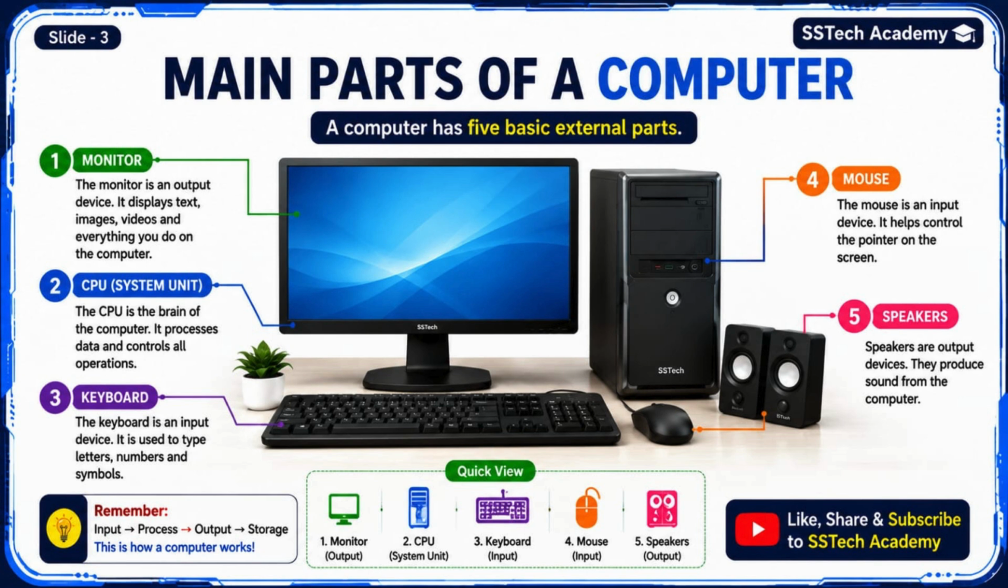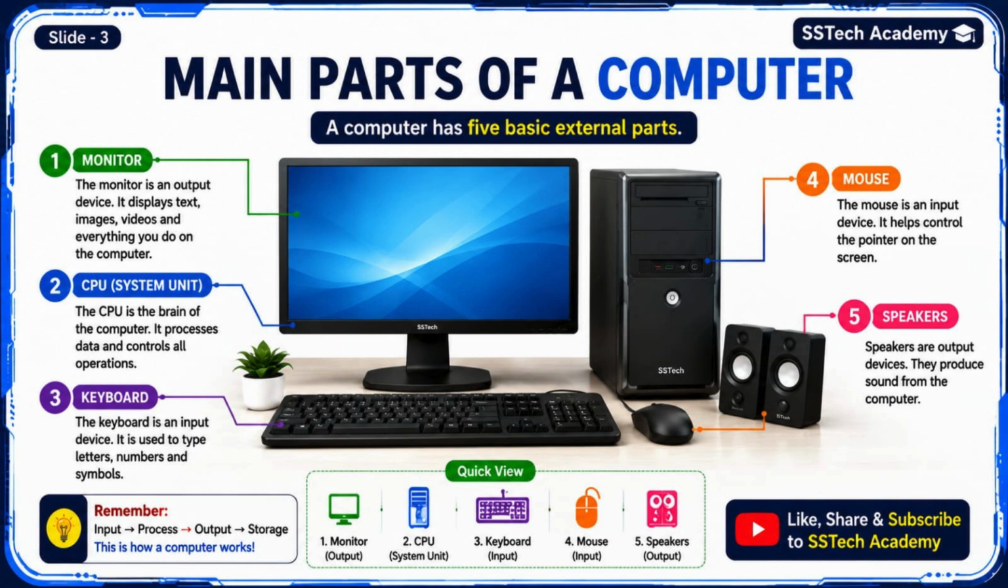Now let's look at the 5 basic external parts of a computer. First is the monitor. It is an output device that displays text, pictures, videos, and other information. Second is the CPU or system unit, which contains important internal components and processes data. Third is the keyboard. It is an input device used to type letters, numbers, and symbols.